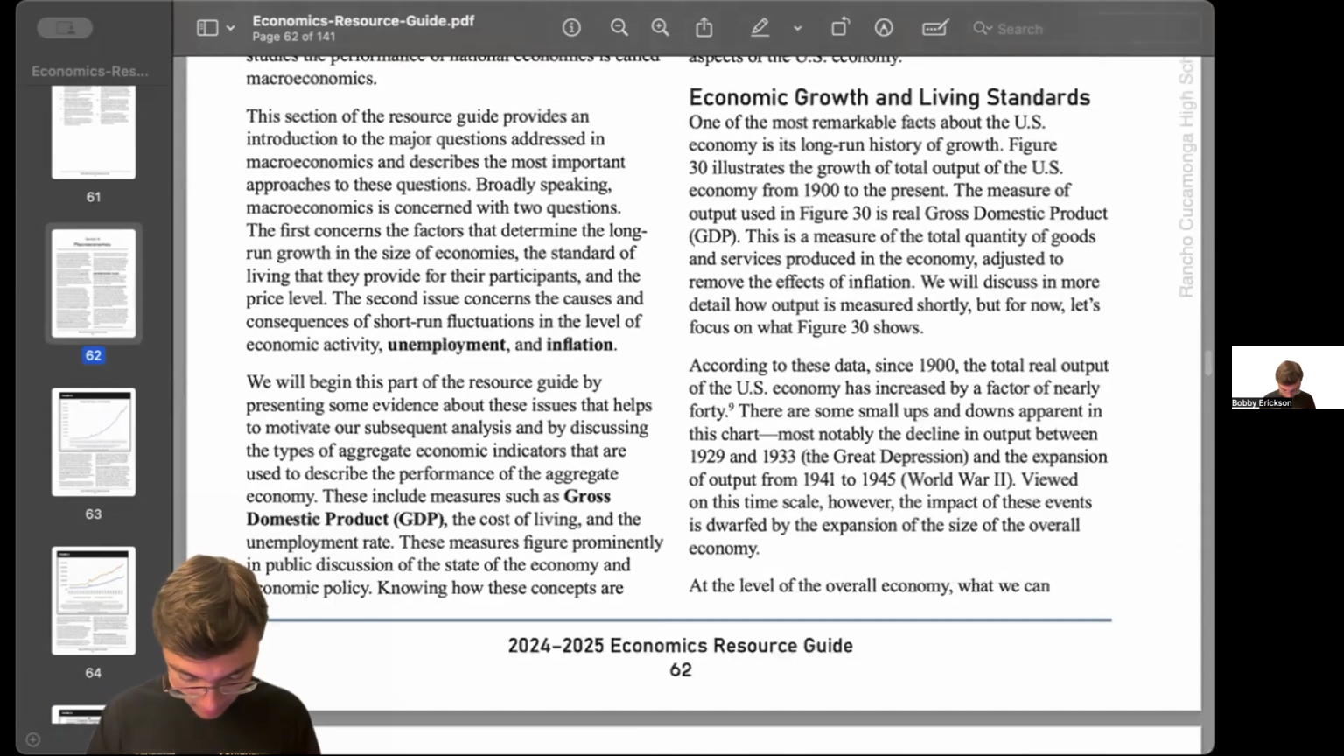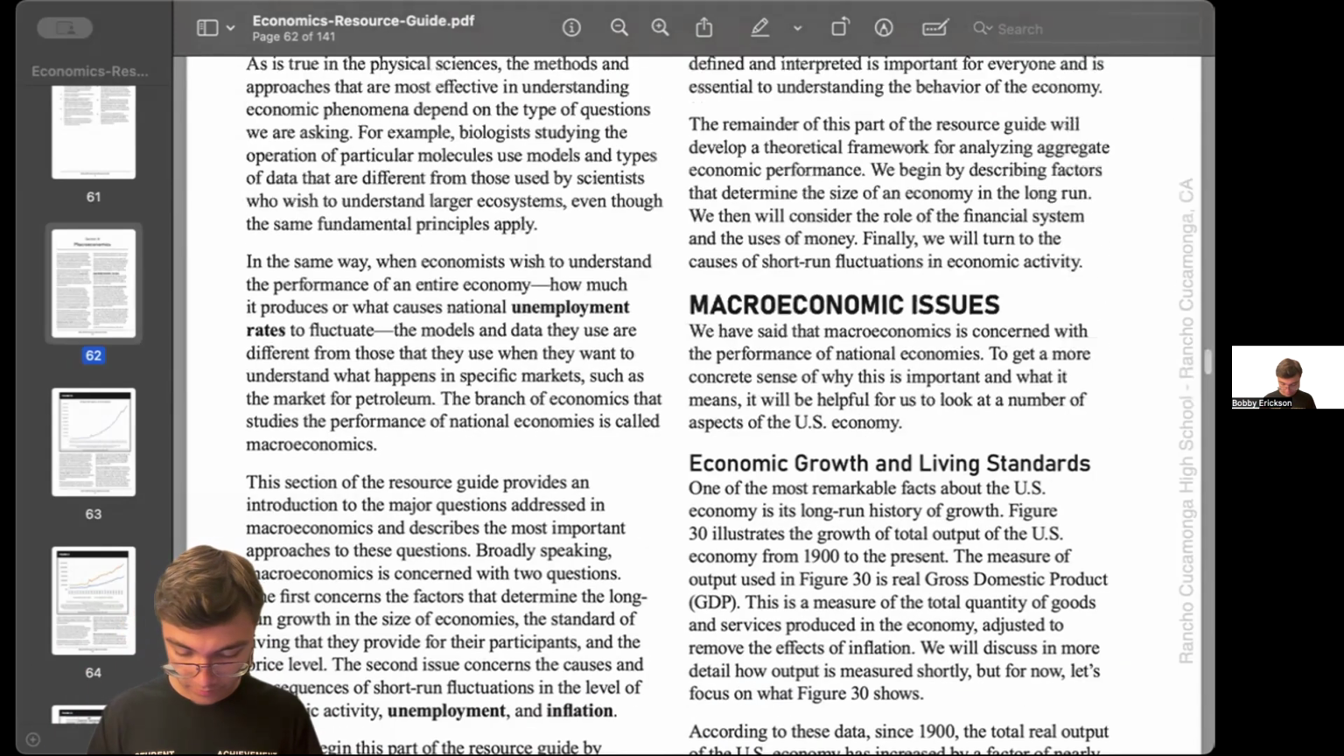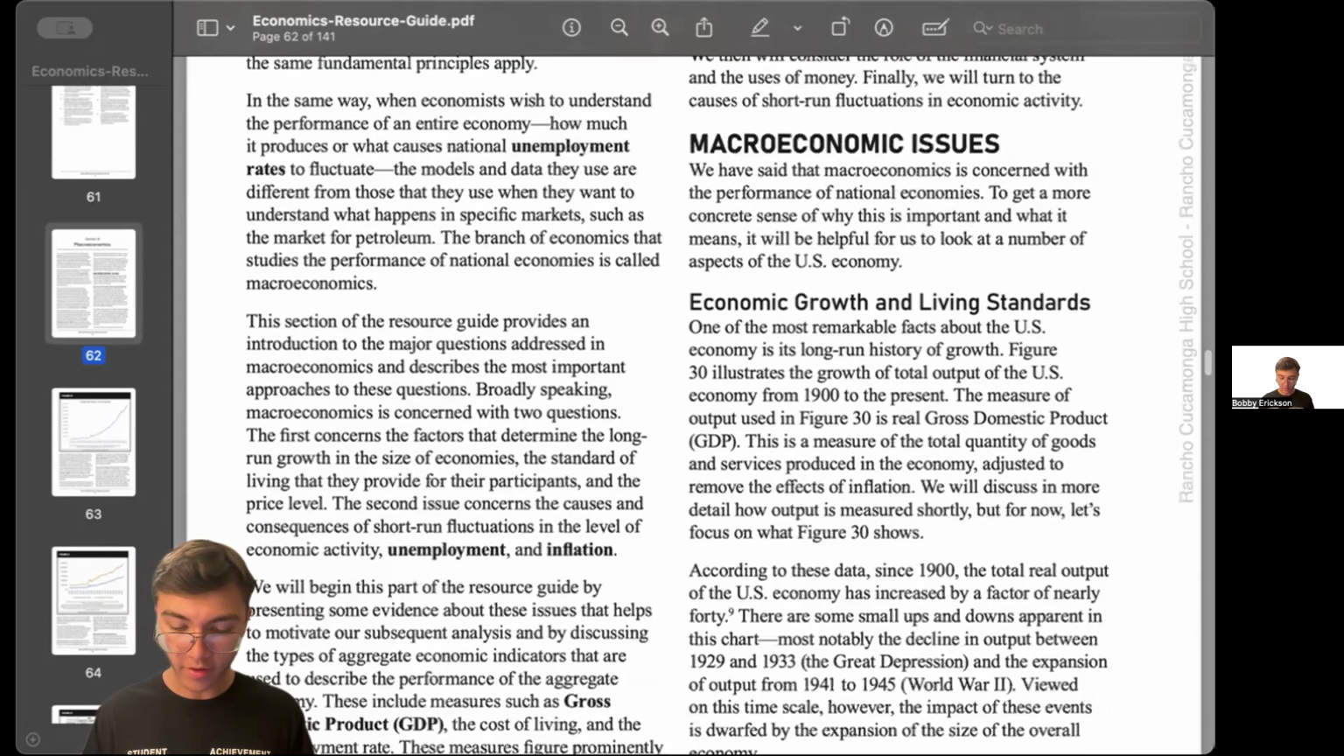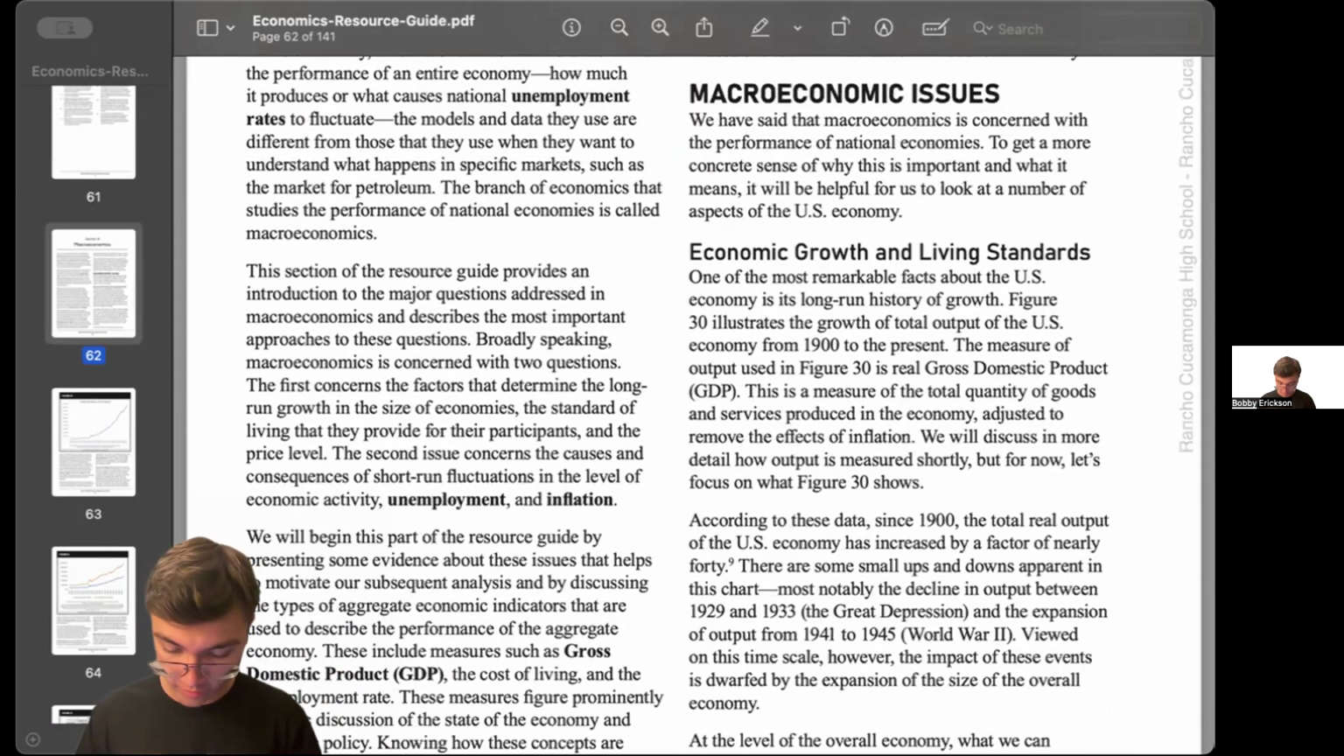So down here, we were talking about what the short run fluctuations are in economic activity, unemployment, and inflation, and then the long run in size, standard of living, and price level. And so we see that we can start talking about factors that determine the size of an economy. Then we start to look at the causes of short-run fluctuations in an economy as a whole. So let's begin by talking about macroeconomic issues.